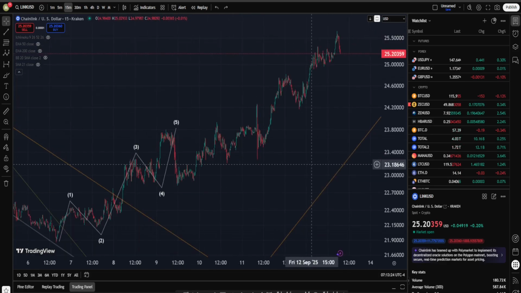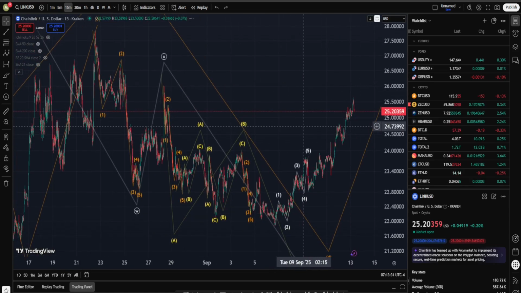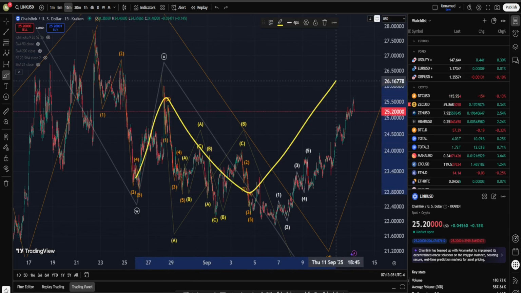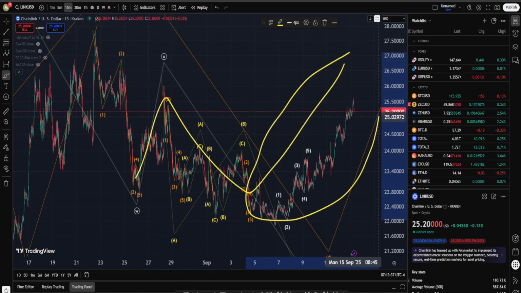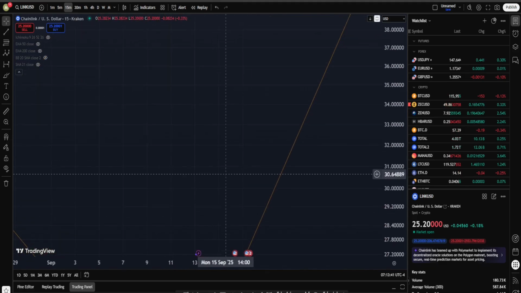Now, here's the situation. I think our move up in Chainlink is going to continue a little bit more, and I'm going to tell you why. You see, let's be even pessimistic and call this whole pattern an A, B, C flat, which inside of our C leg, we must be able to find a 5 wave impulsive structure on the upside.